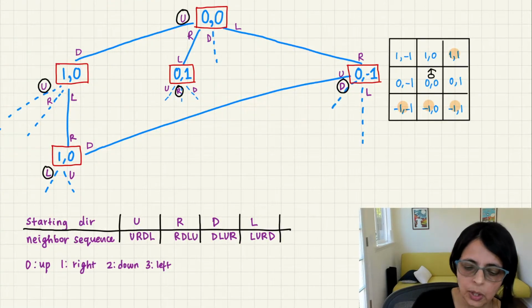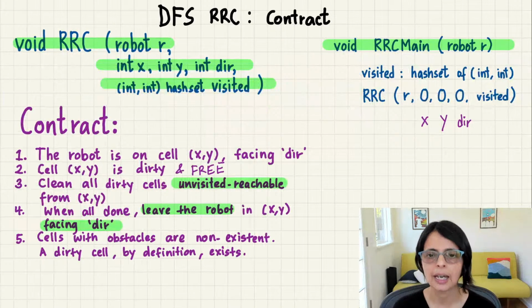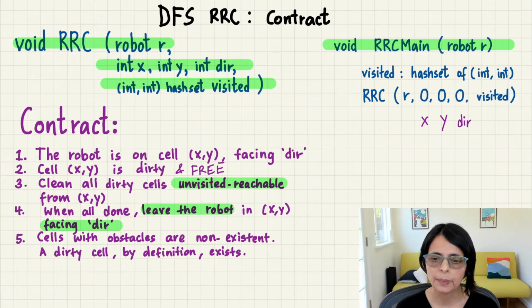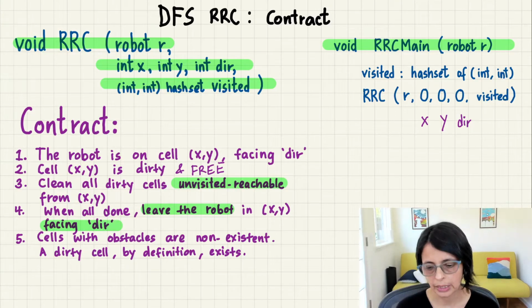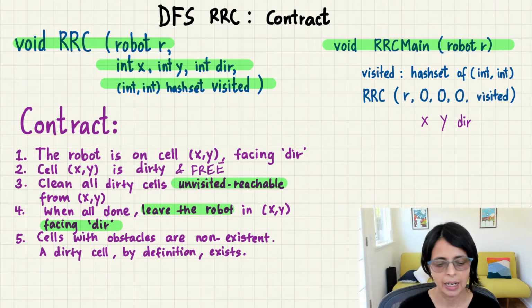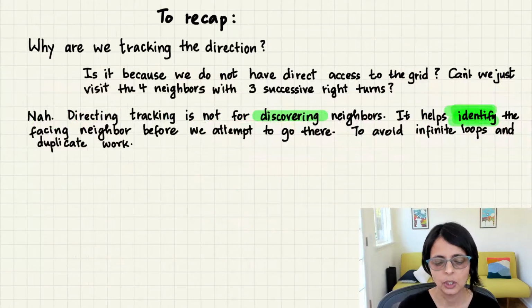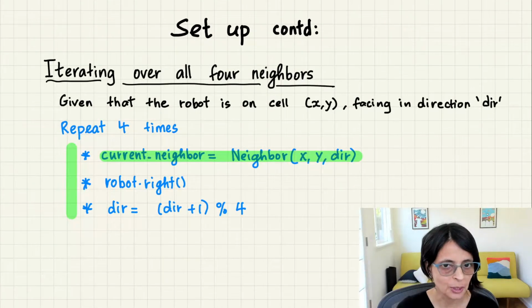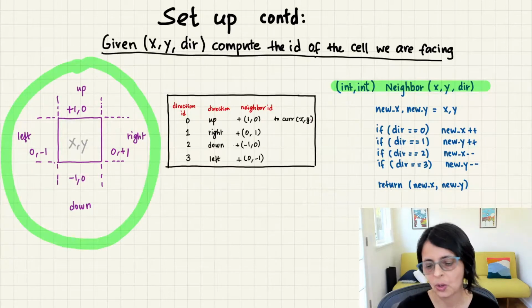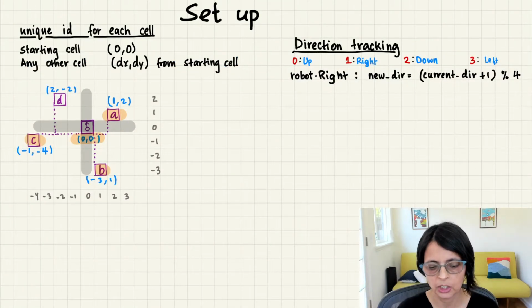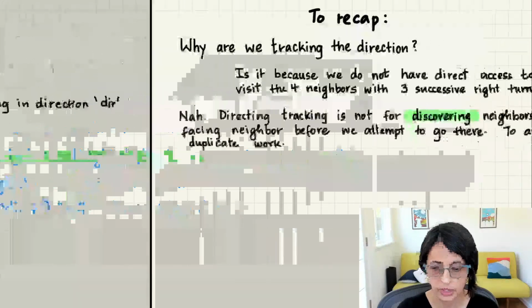Going back to this for a minute, at this point we are ready to write the code, by the way. We could jump in and write the code in a few minutes now. We have all the setup. We have the outside wrapper, the function header, the contract, how to mirror the DFS moves, how to iterate over the 4 neighbors, how to compute the neighbor we are facing, and our setup for direction tracking and the unique ID for each cell. So we're ready.